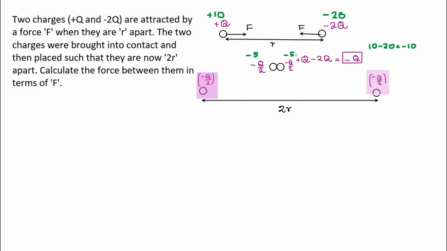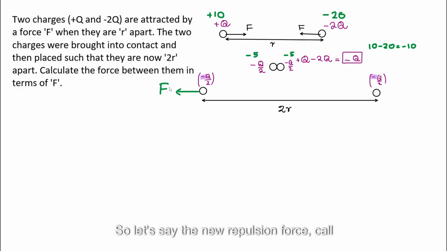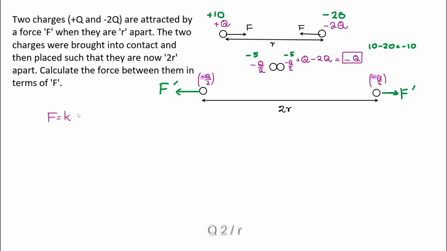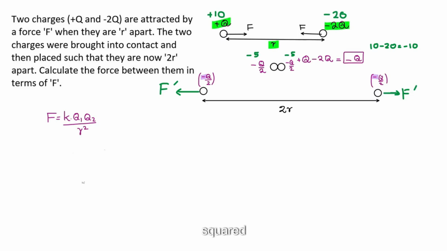These two are both the same charge, negative. So obviously they will repel. So let's say the new repulsion force, call it F dash. Yeah, it's a mutual repulsive force, F dash. Now we are going to use Coulomb's law for this question. So the formula is F is equal to K Q1 Q2 divided by r squared.